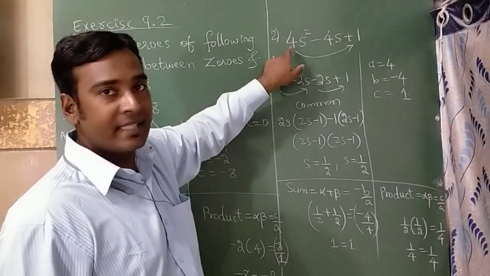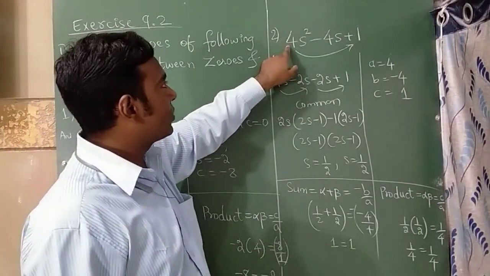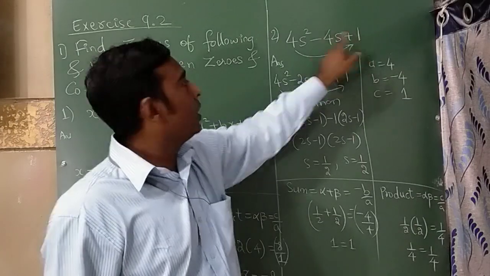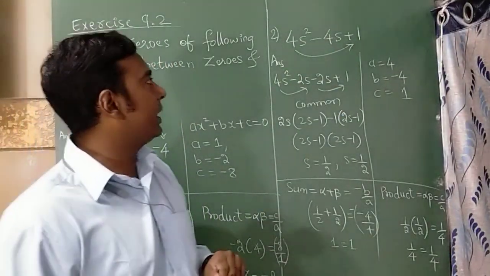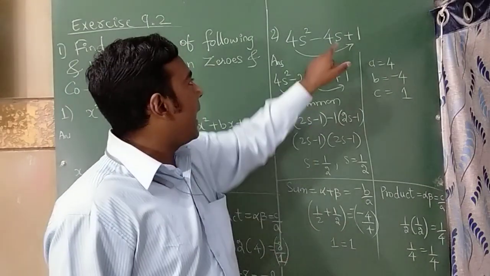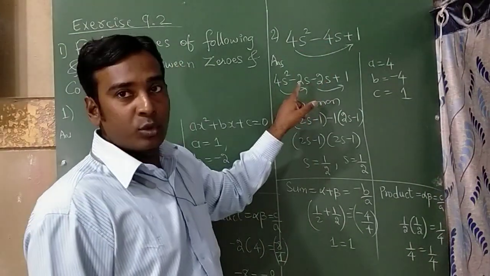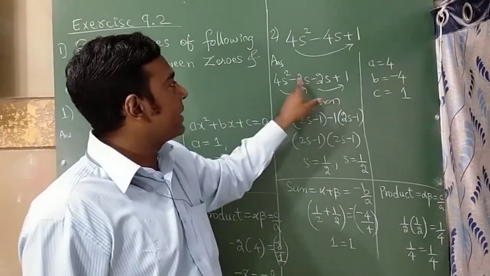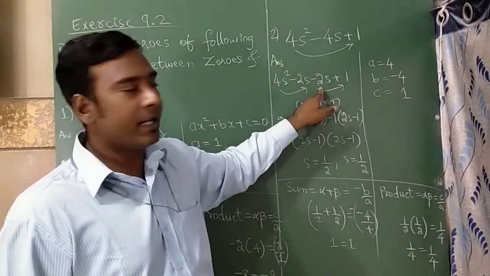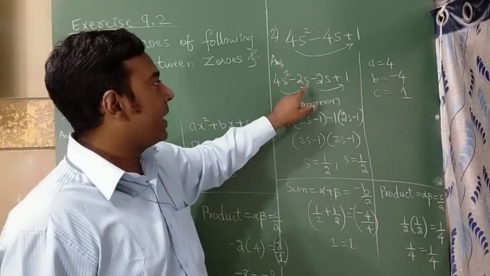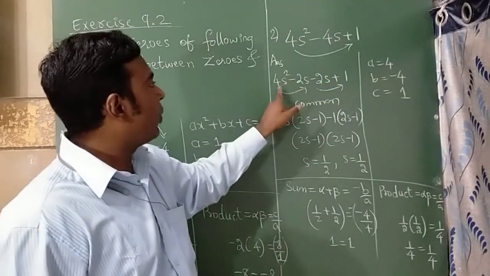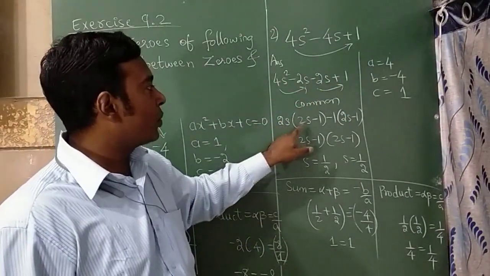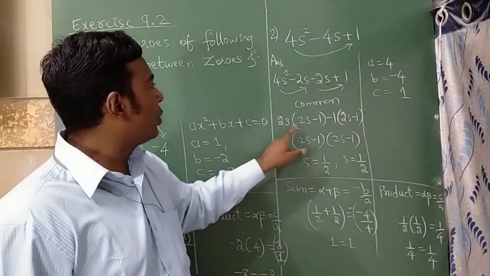Here, in the first sum the coefficient was nothing, so this is a different method of solving. Here the coefficient is there, so you need to multiply this coefficient with the last term. 4 1s are 4. So now you need to find two numbers. If you multiply, you should get 4. If you add, you should get minus 4. So those two terms are minus 2 and minus 2. Are you understanding? So 4s square minus 2s minus 2s plus 1. Now in these two, what is common? 2s is common. So what is remaining? 2 is remaining. 2 2s are 4.